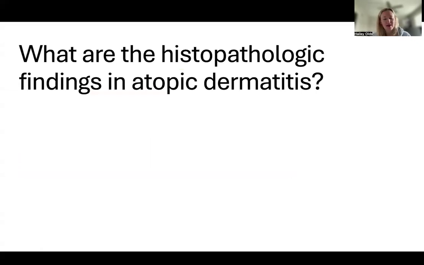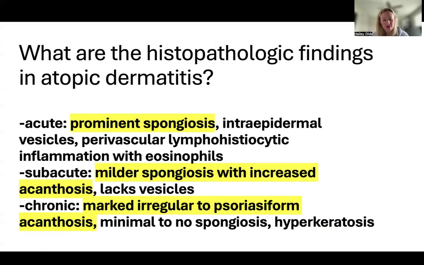What are the classic histopath findings in atopic dermatitis? So it kind of depends on if it's acute, subacute, or chronic, but overall it's going to be a spongiotic dermatitis. So if it's acute, you're going to have prominent spongiosis with intraepidermal vesicles, and then you'll also see mixed inflammation with some eosinophils. For subacute, it's going to be more like that classic spongiotic, acanthotic epidermis. There's not going to be acute vesicles there. And then chronic is going to be more like your LSC kind of thing. So it's going to be a regular or psoriasiform acanthosis with hyperkeratosis, with minimal to no spongiosis at that point.